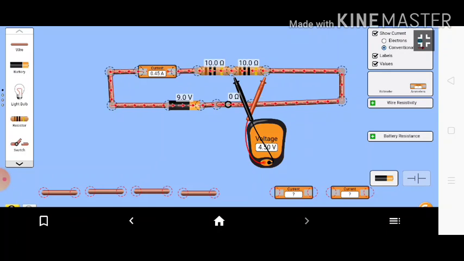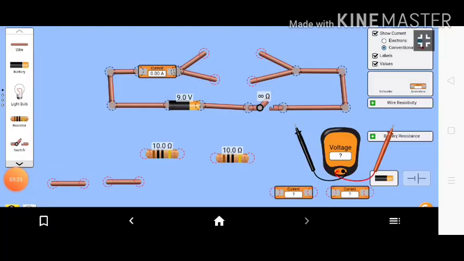So this means that when two resistors have been joined in series, then across each resistor there is a potential drop of 4.5 volt. So this means that in series combination of resistances, the potential drop across each resistor is different, but same current flows through the resistors.